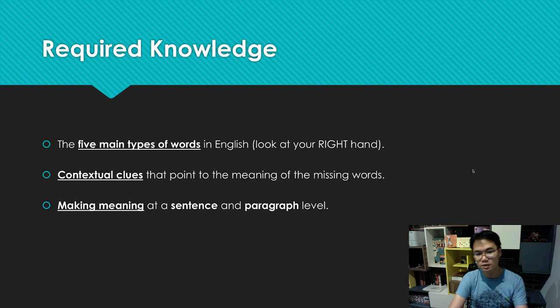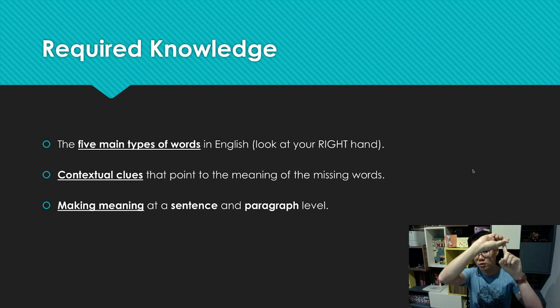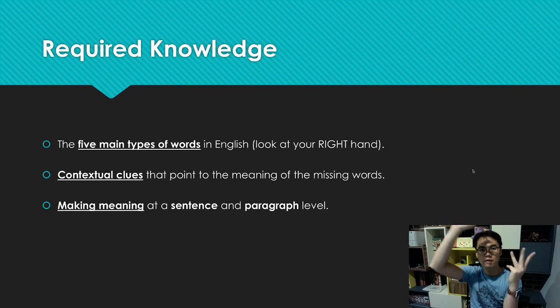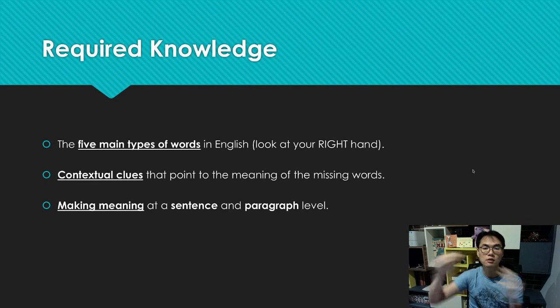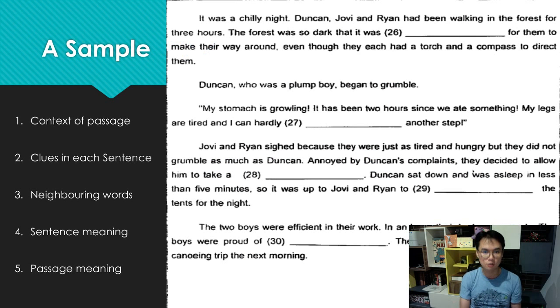Alright, without further ado, let's go through an example like we often do. Even in our composition videos, we looked at how we could apply what we learned in an example. So today, I'm going to apply these 3 main principles, the 5 major word types, contextual clues, and making meaning at the sentence level into an actual closed passage I have extracted from a past year paper. Okay, so let's take a look.